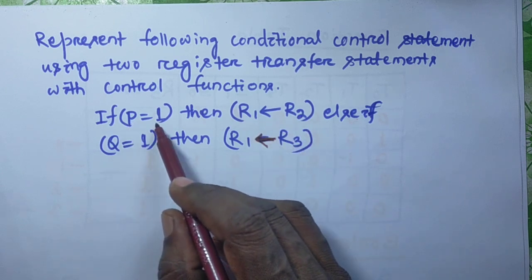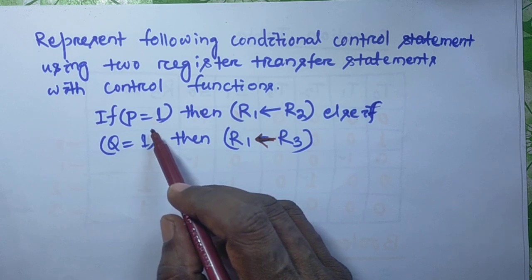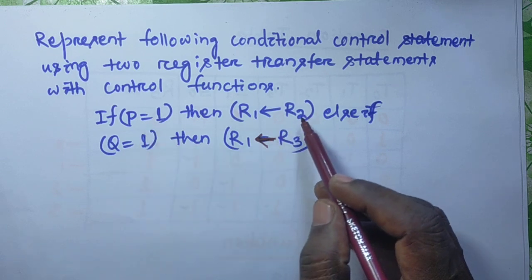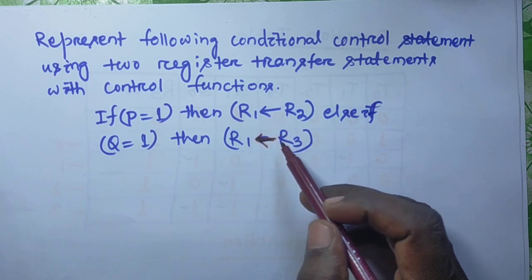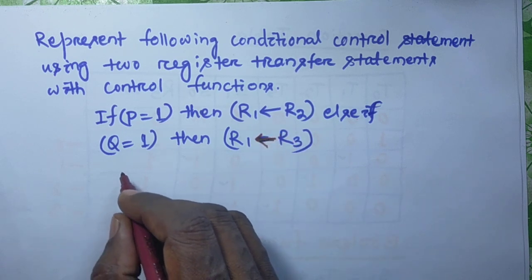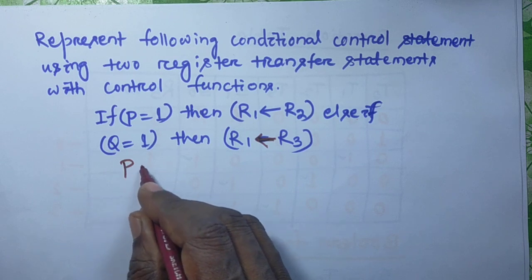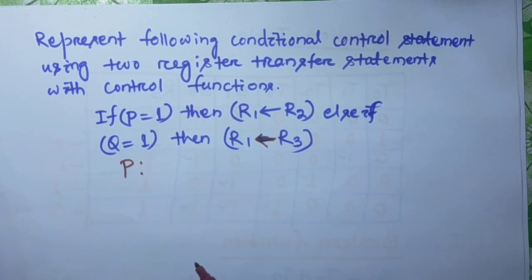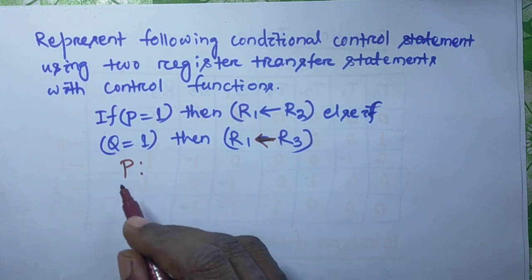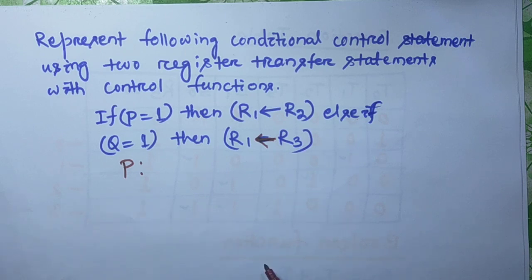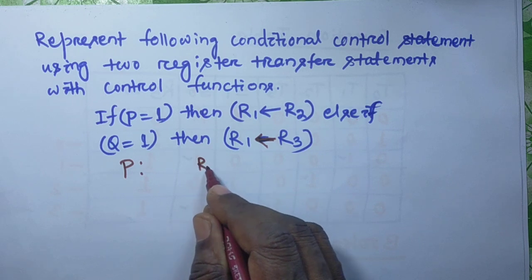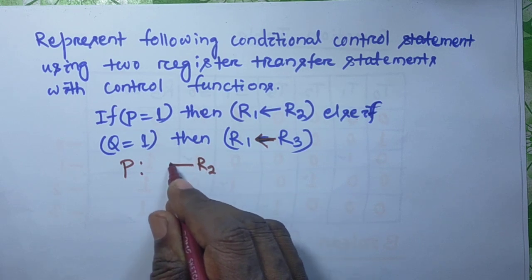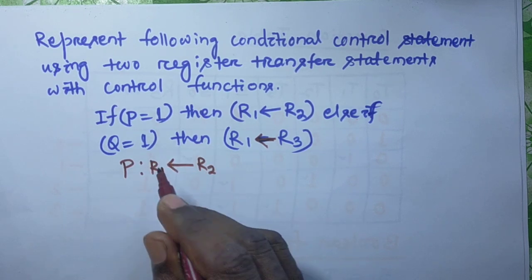That means if p is true. 1 means what? p is true. Then the content of R2 transfers to R1. In short form we can also define it like this: if p is true, then what will you do? The content of R2 transfers to R1. Okay, the solution.